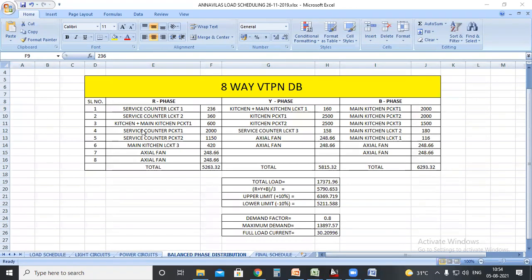We'll be discussing the distribution board in the next session, after completing the load schedule, because as I told you, you need to select the distribution board based on the final load schedule condition. So this is the final load schedule condition for this particular project. If you observe, you can see in the 7th circuit, R phase, Y phase, sorry, one minute. I can show you that in the primary schedule.